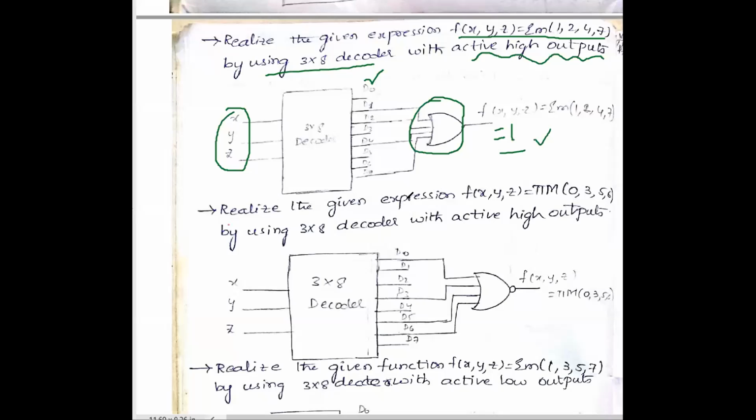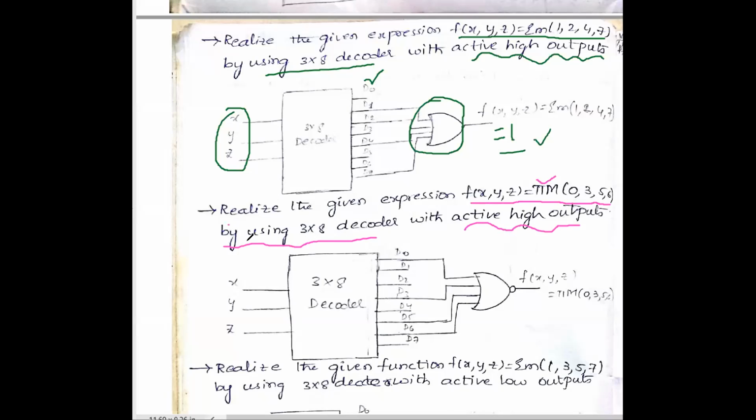Realize the given expression f of x, y, z equals pi of m 0, 3, 5, 6. When you see pi, what happens? These are called max terms. For these max terms the output will be equal to 0. But look at the condition here: they are asking to use a 3 to 8 decoder with active high outputs. The outputs of the 3 to 8 decoder must be active high.